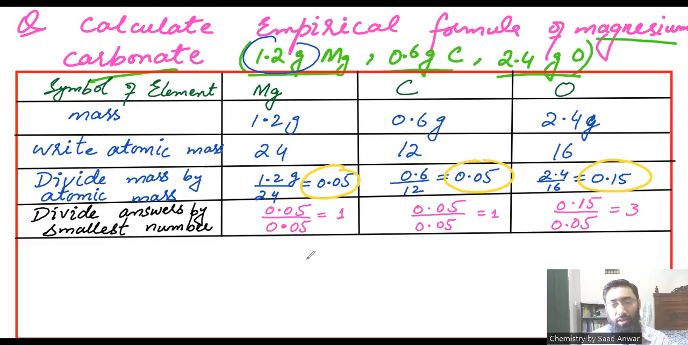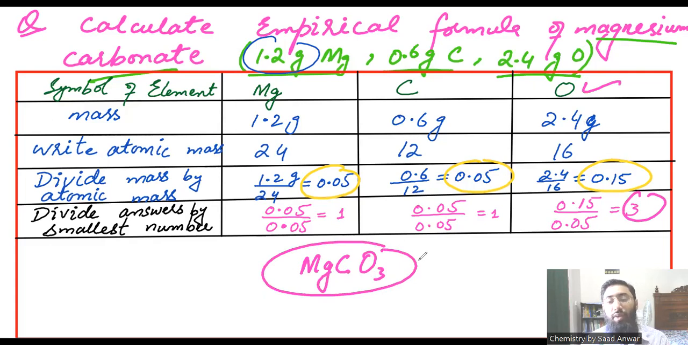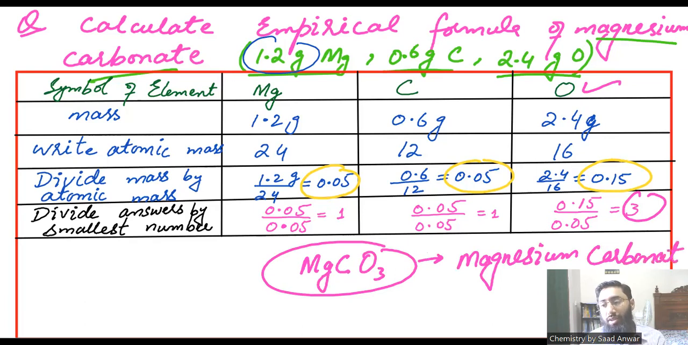So it means magnesium is 1, carbon is 1, oxygen is 3. So MgCO3, this is the empirical formula of magnesium carbonate. So guys, this is the way how we proceed to find out empirical formula. Now let's take another example.